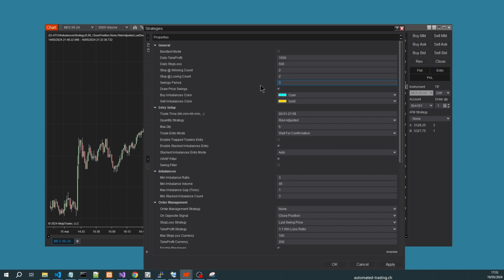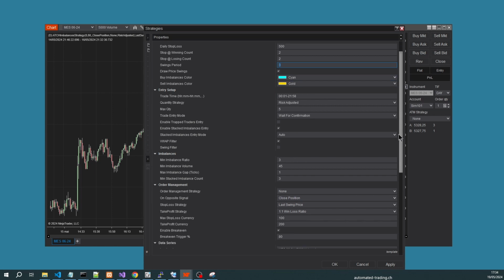Swing period, I explained this previously in this video. It is the period that is used to calculate swings. Draw price swings is just to display or not display swings on the chart. And here you have the colors used to display imbalances.